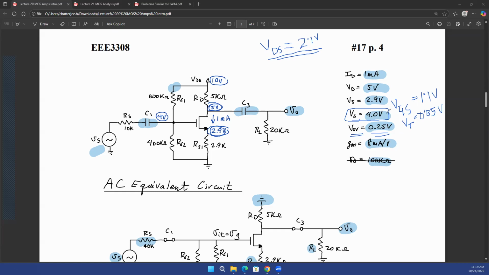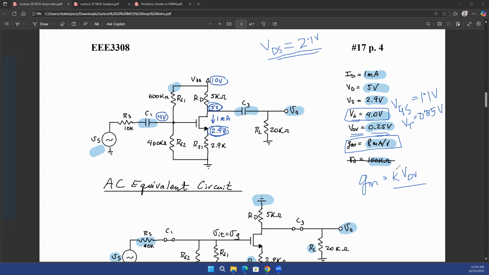Now, GM is given over here, but you could have also been given the value of K, right? K is mu n times COX times W over L. And if K is given, you know that GM is going to be K times VOV, which is just the derivative of the equation that ID is equal to K over 2 times V overdrive squared. If you take a derivative of that with respect to VGS, you get GM, and GM is equal to K times VOV. So your V overdrive is given.